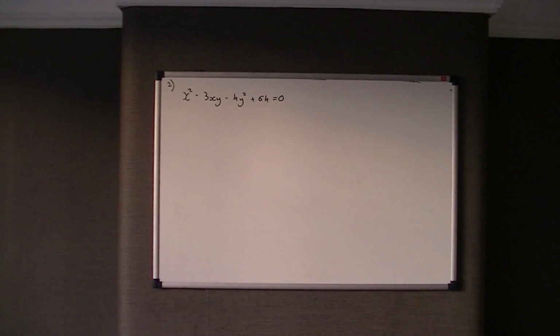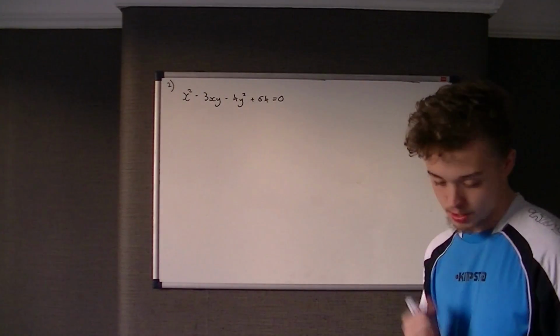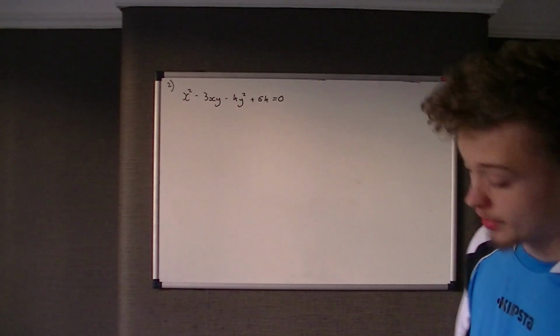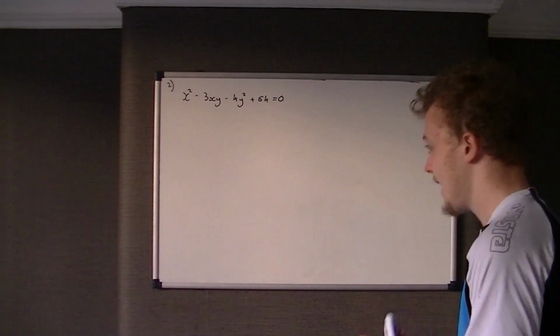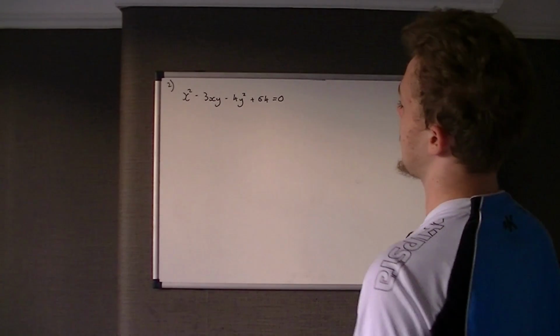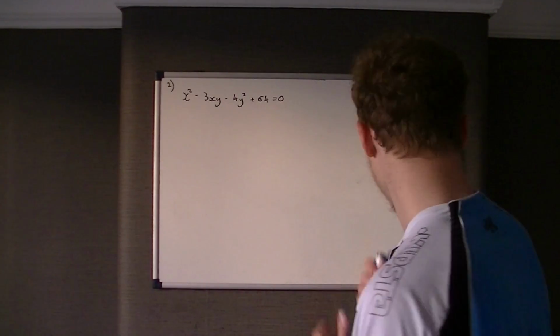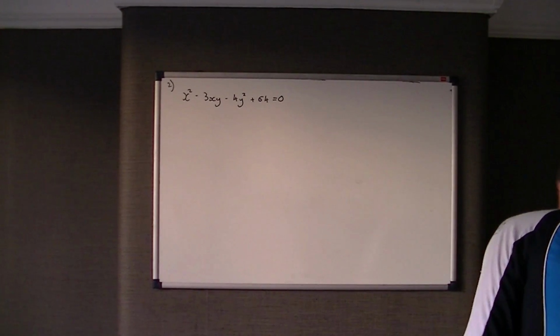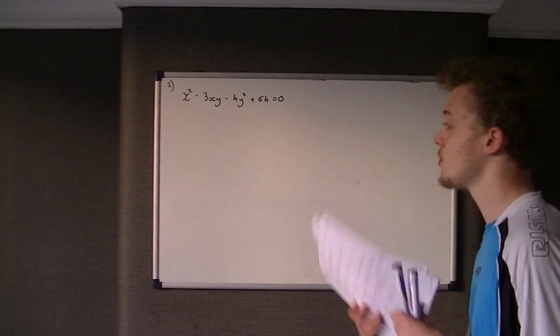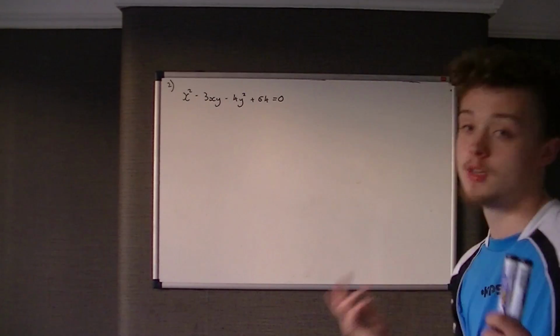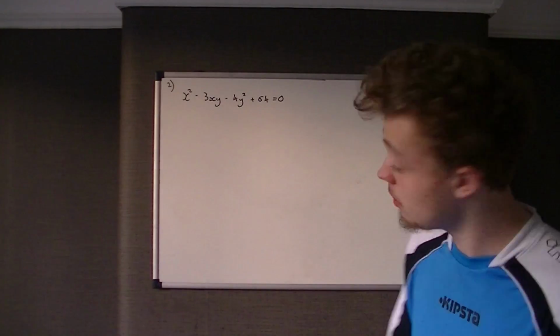Oh, welcome. This is now question number 2 for Edexcel's C4 June 2015 past paper. We're given this equation of a curve: x squared take 3xy take 4y squared plus 64. And we're asked to find dy/dx in terms of x and y. In other words, we're asked to differentiate this curve and give the differential equation.